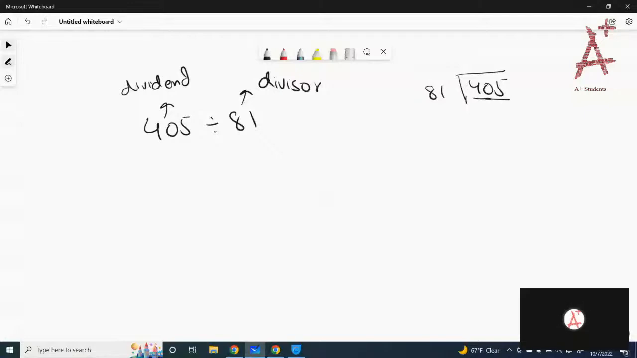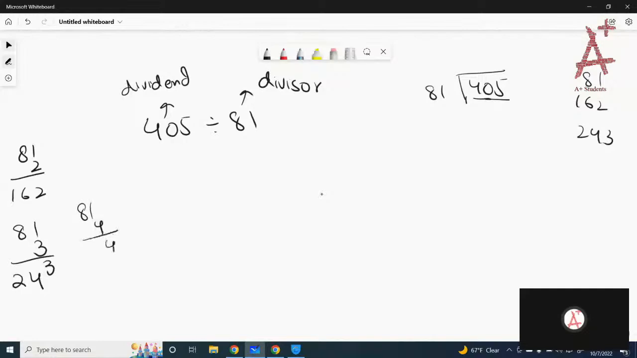Now we have to count the table of 81 until 405. So 81 times 1 is 81, times 2 is 162. 81 times 3: 3 times 1 is 3 and 3 times 8 is 24, so it would be 243. 81 times 4: 4 times 1 is 4 and 4 times 8 is 32, so 324. And 81 times 5 is 405: 5 times 1 is 5 and 5 times 8 is 40. So we can go for 81 times 5. It would be 405. Got it?